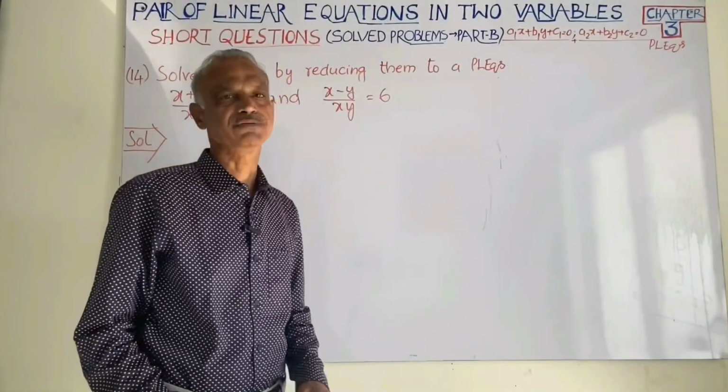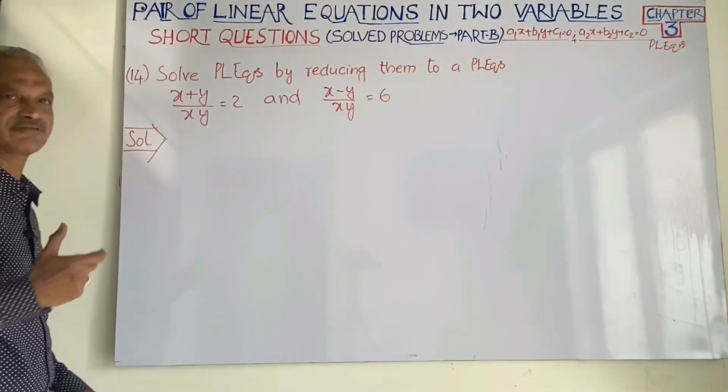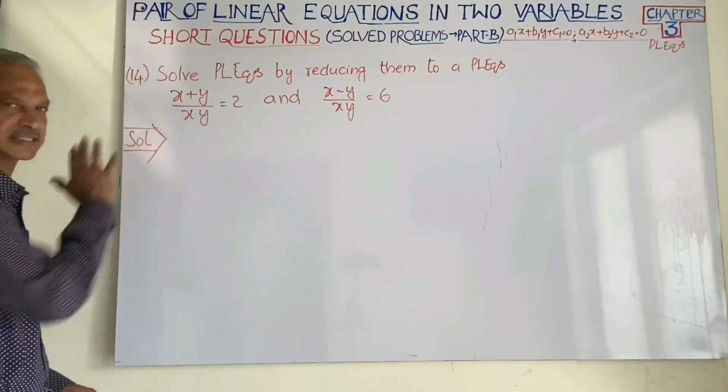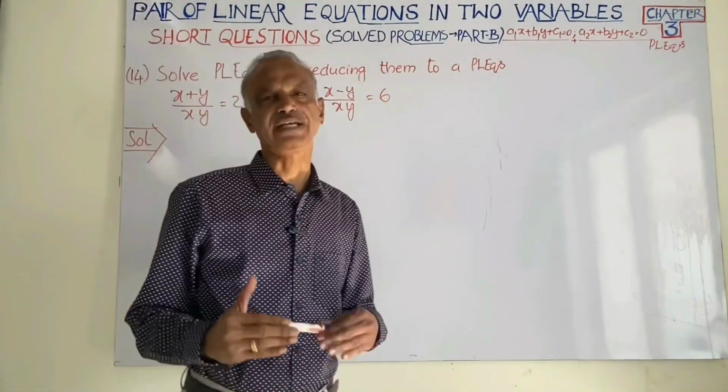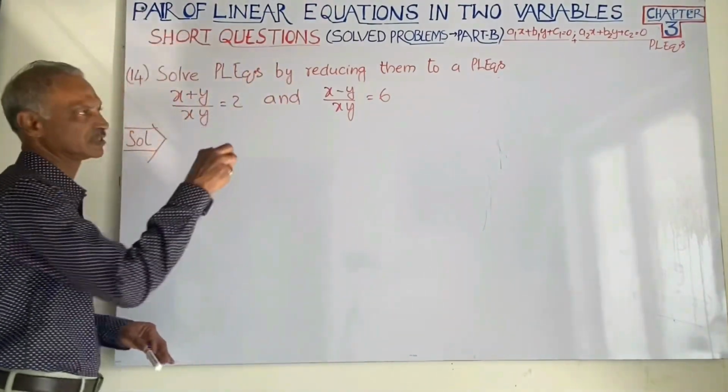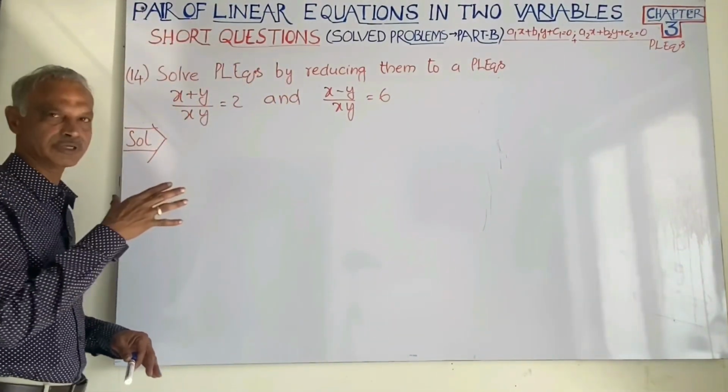What is the 14th problem we have? Solve pair of linear equations by reducing them to a pair of linear equations. This has been given, but I will do it directly first and then I will tell an alternate method by reducing them to a pair of linear equations. How can you do directly?